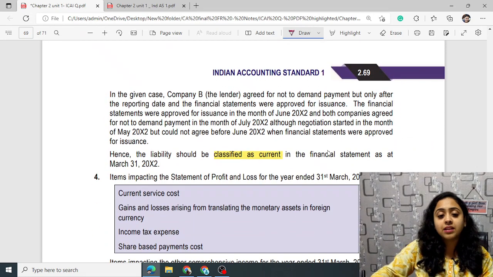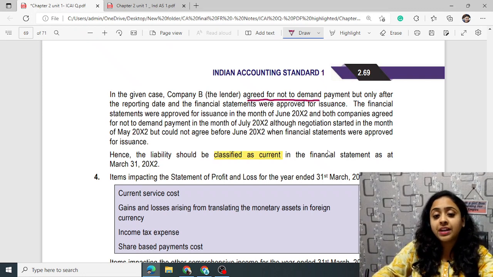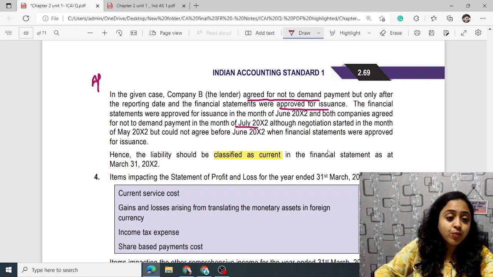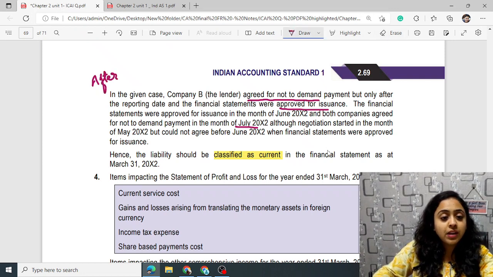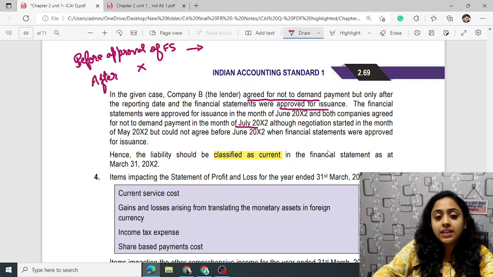In the given case, company B agreed not to demand payment but only after the reporting date and after the financial statements were approved for issuance. The financial statements were approved for issuance in the month of June, and both the companies agreed not to demand payment in the month of July. See, this is after approval. If it is after approval, then it is not considered. It should be before approval of the financial statements, then only it can be considered.